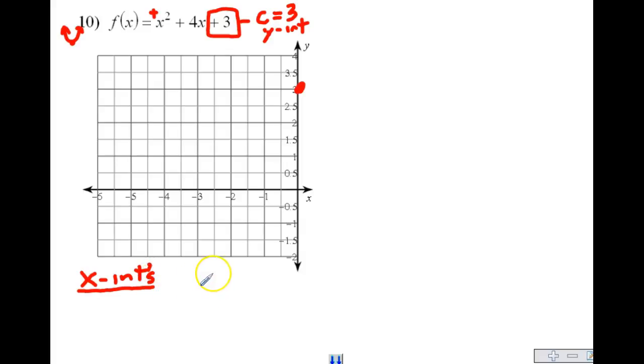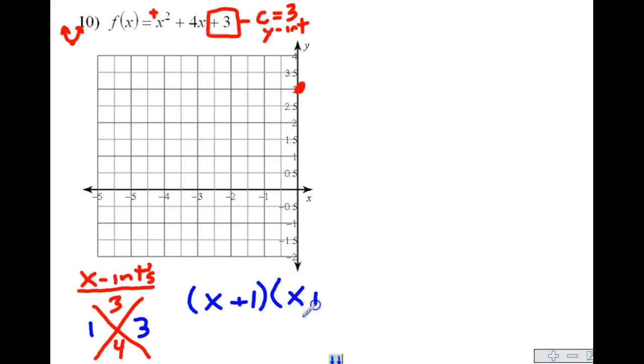So let's take this, factor it, and get those. So what two numbers multiply to 3 and add to 4? That doesn't take too long because there's only two numbers that multiply to 3, right? 1 and 3. And if we did all the box or the distributive property factoring, we would get x plus 1 and x plus 3.